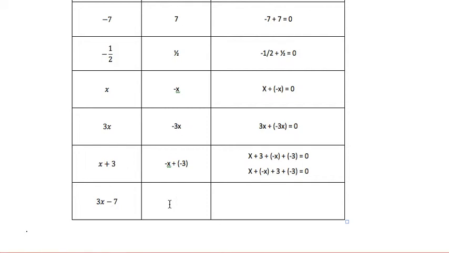And then our final term, we have 3x minus 7. Again, its opposite has to be the opposite of both terms. So we would do negative 3x plus 7. And to prove that they're opposites, let's add them together.